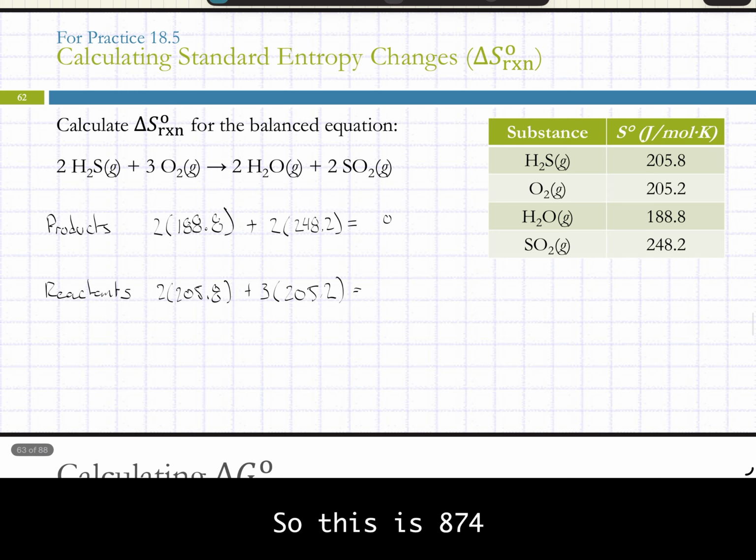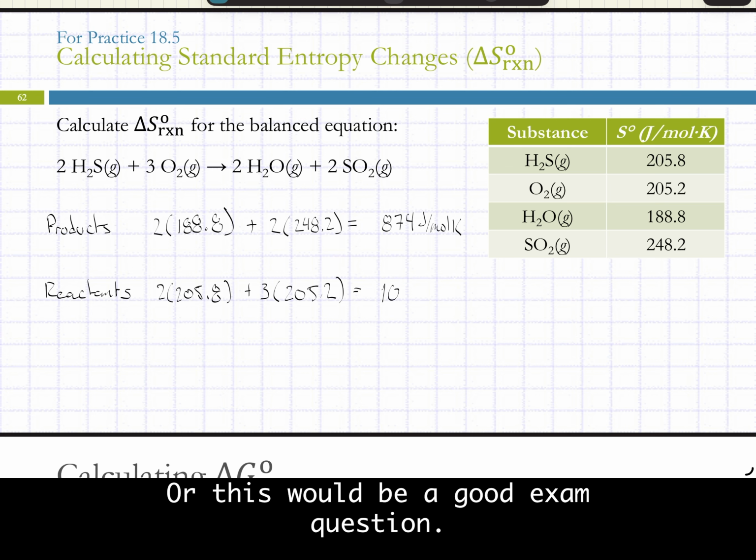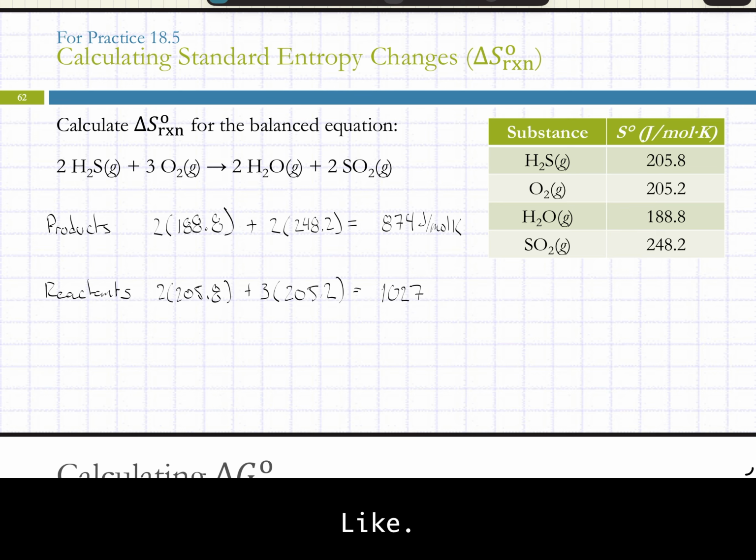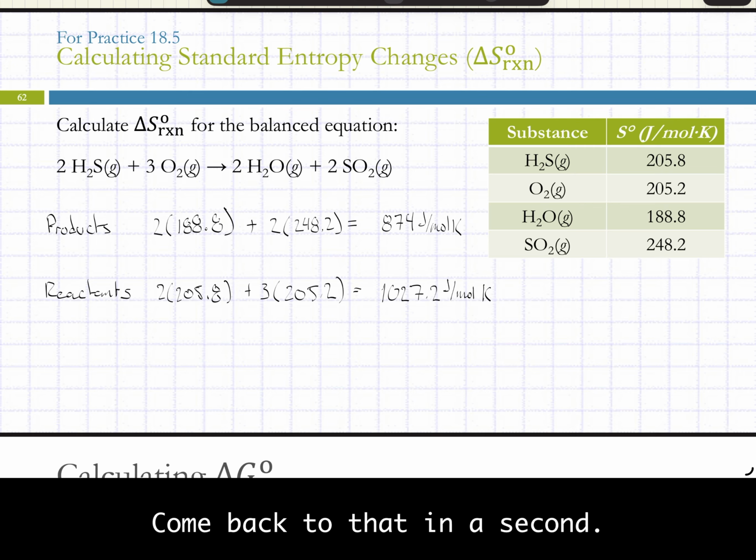So this is 874 joules per mole Kelvin. Oh, this would be a good exam question. Come back to that in a second.